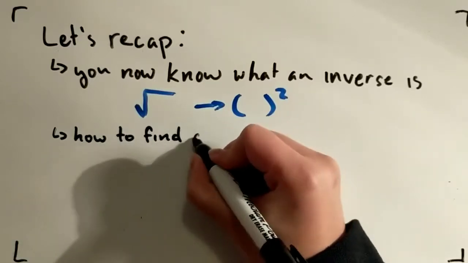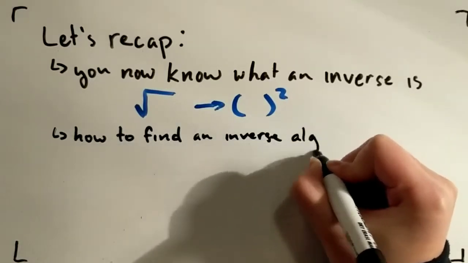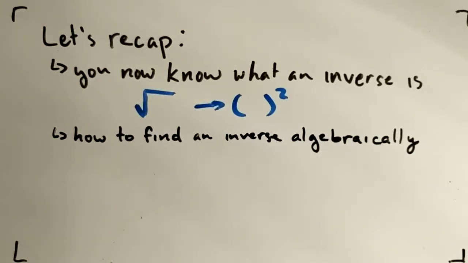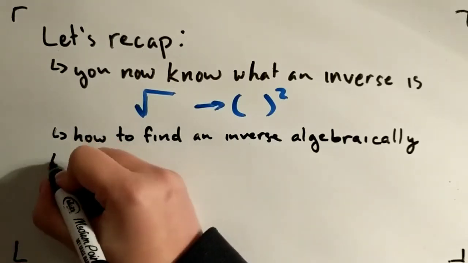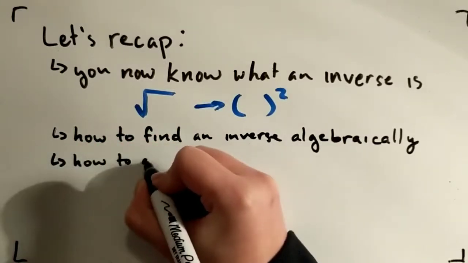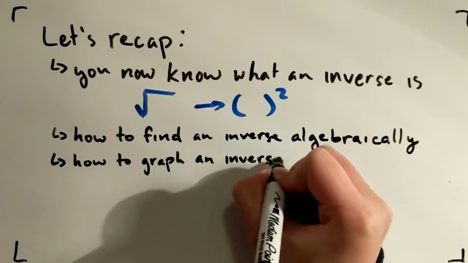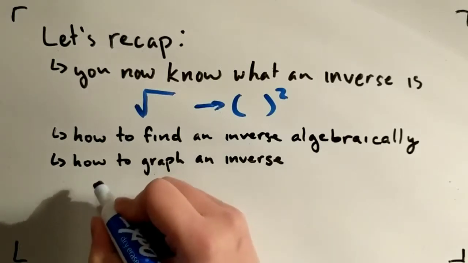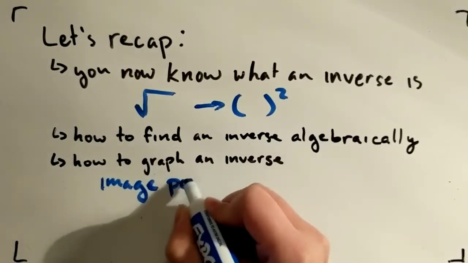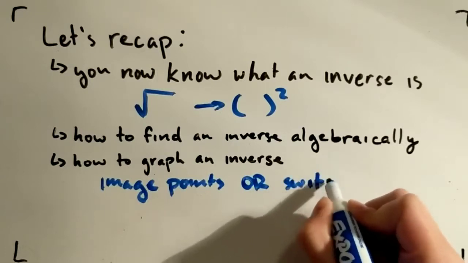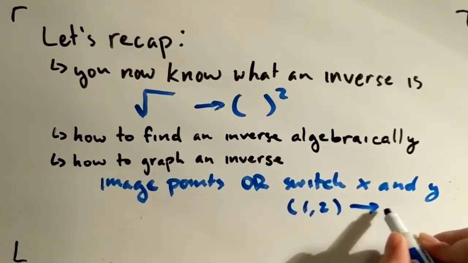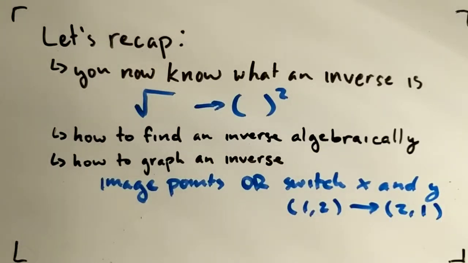You also know how to find an inverse algebraically, and this was done by switching the x and y in the original equation and isolating for y. And finally, you learned the two different methods to graph an inverse. So there was the first method, where you used image points from the original equation, and the second method, where you switched the x and y coordinates in the original. So if you had 1, 2, it becomes 2, 1.